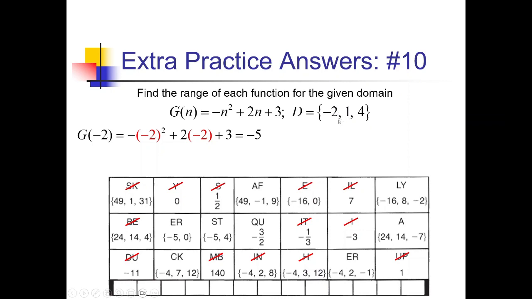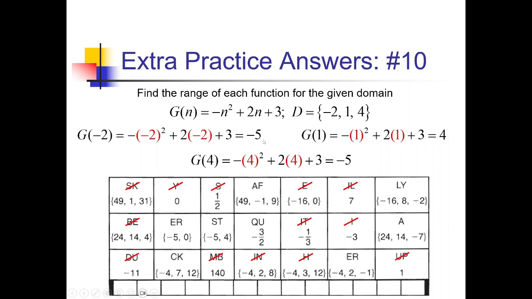Next up, let's plug in 1. This should be a little easier. So this is 1 squared with a negative, so negative 1. Negative 1 plus 2 is positive 1. 1 plus 3 is 4. And then finally we have big G of 4. This is going to be negative 16 out here, plus 8 is going to give us negative 8, plus a 3 gives us negative 5. So we're looking for negative 5, 4, and we don't have to write the other negative 5 again. So let's just do ST there.